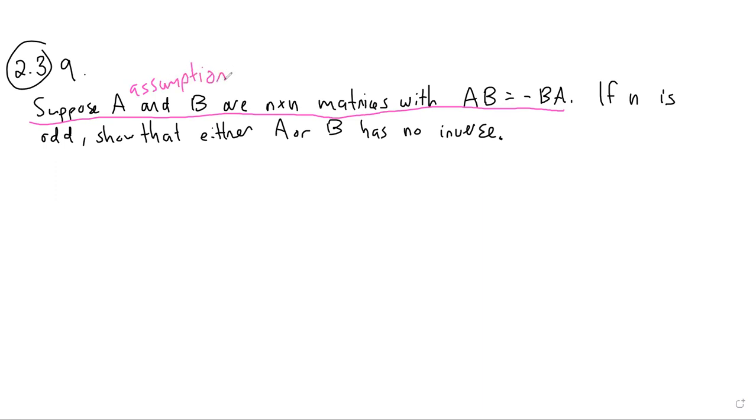So we've got this assumption: A and B are these n by n matrices with this property. There's actually technically another assumption if we're going to make this conclusion. So if n is odd, this is a second assumption. We want to establish this conclusion, show that either A or B has no inverse. So this is what we need to figure out.